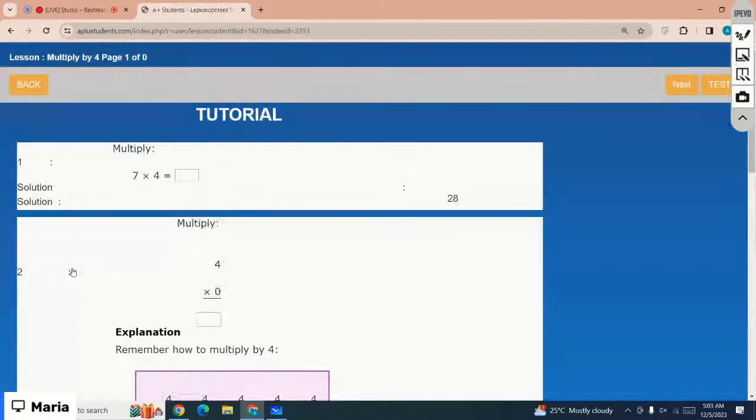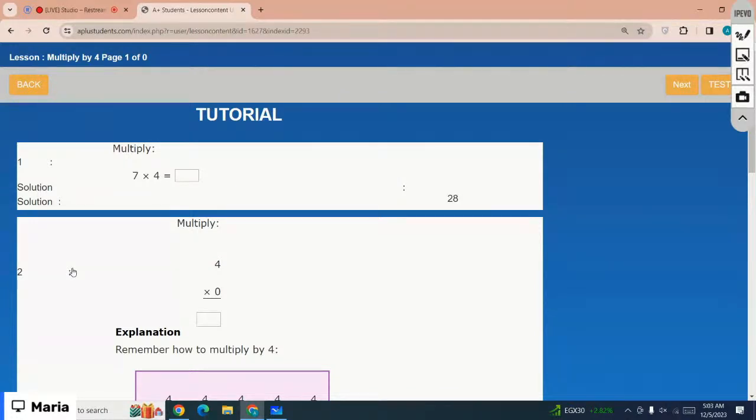The first one is 7 times 4. You need to count the table of 7 until 4, or the table of 4 until 7. They both are exactly the same, right? So 4 times 1 is 4, 4 times 2 is 8, 4 times 3 is 12, 4 times 4 is 16, 4 times 5 is 20, 4 times 6 is 24, and 4 times 7 is, yes, it is 28, right?